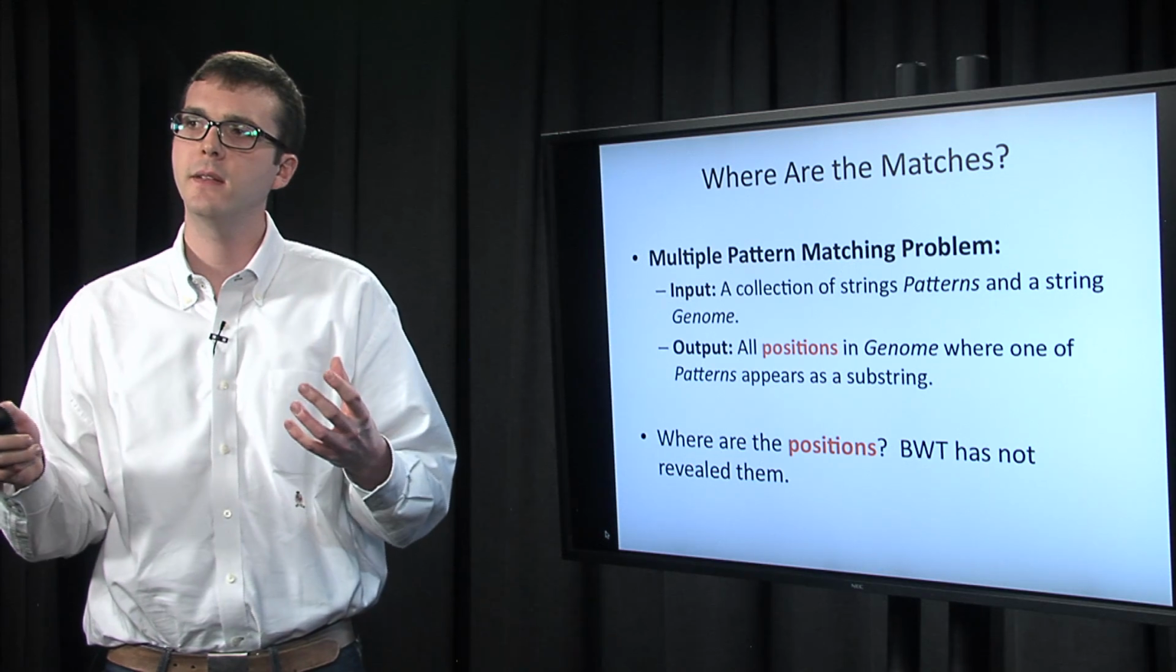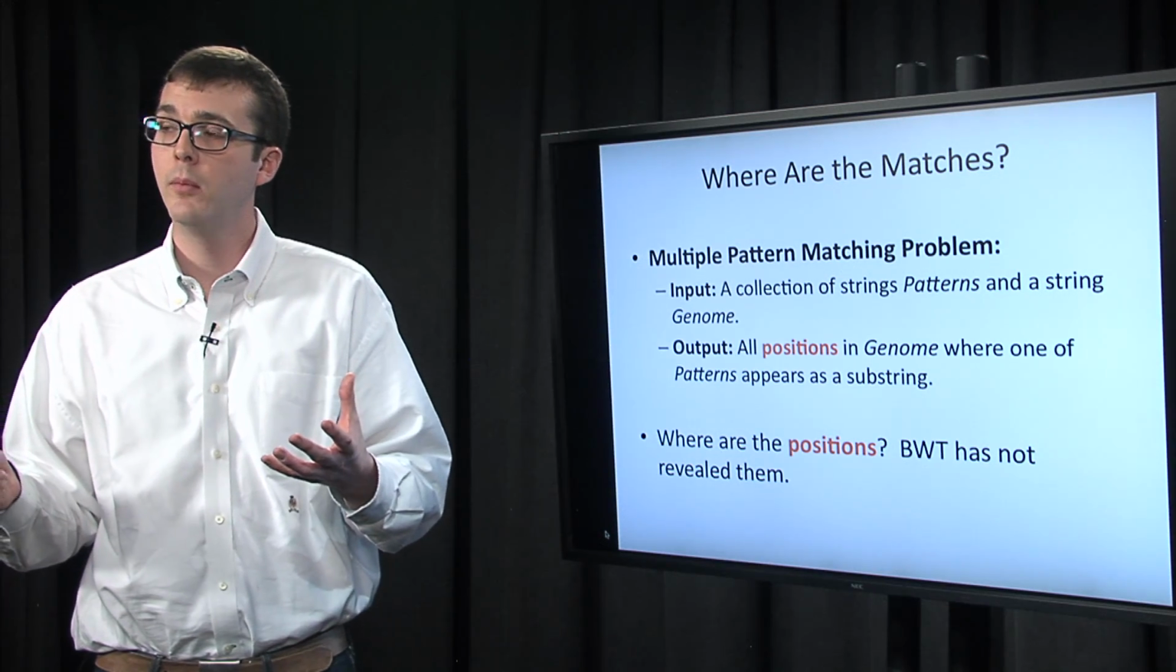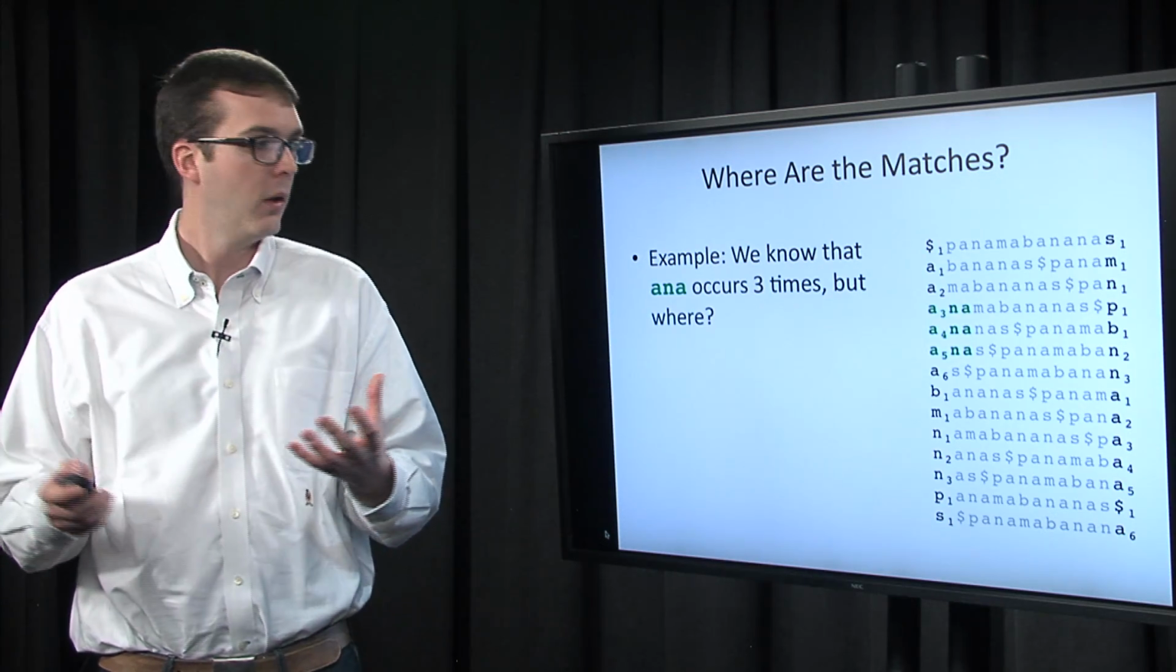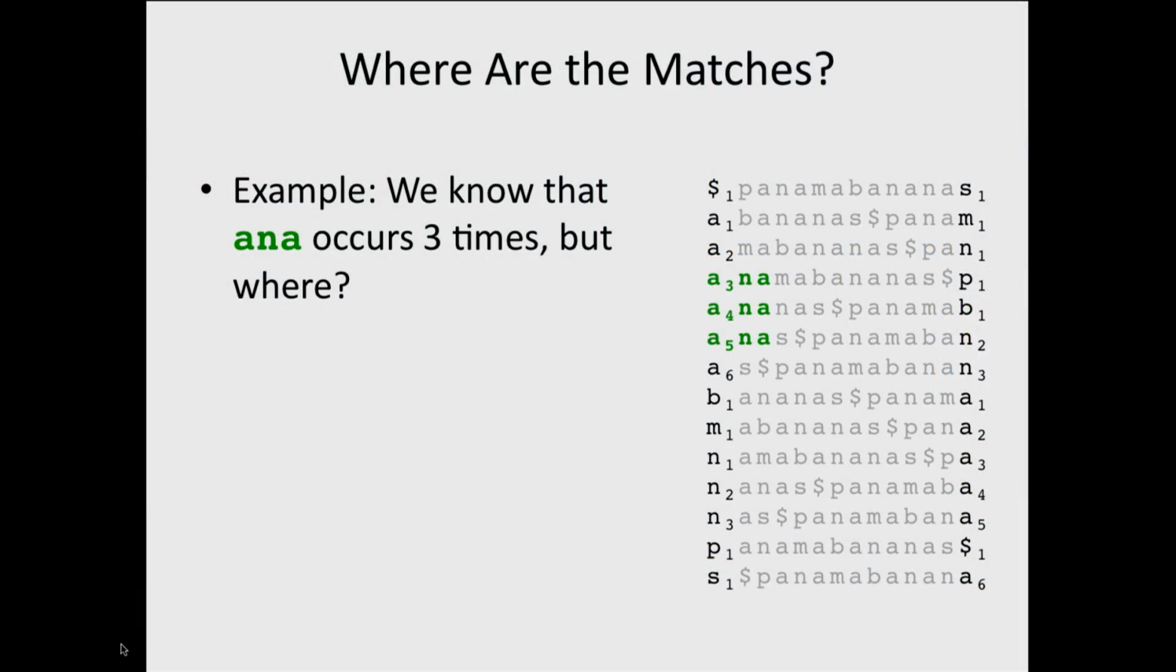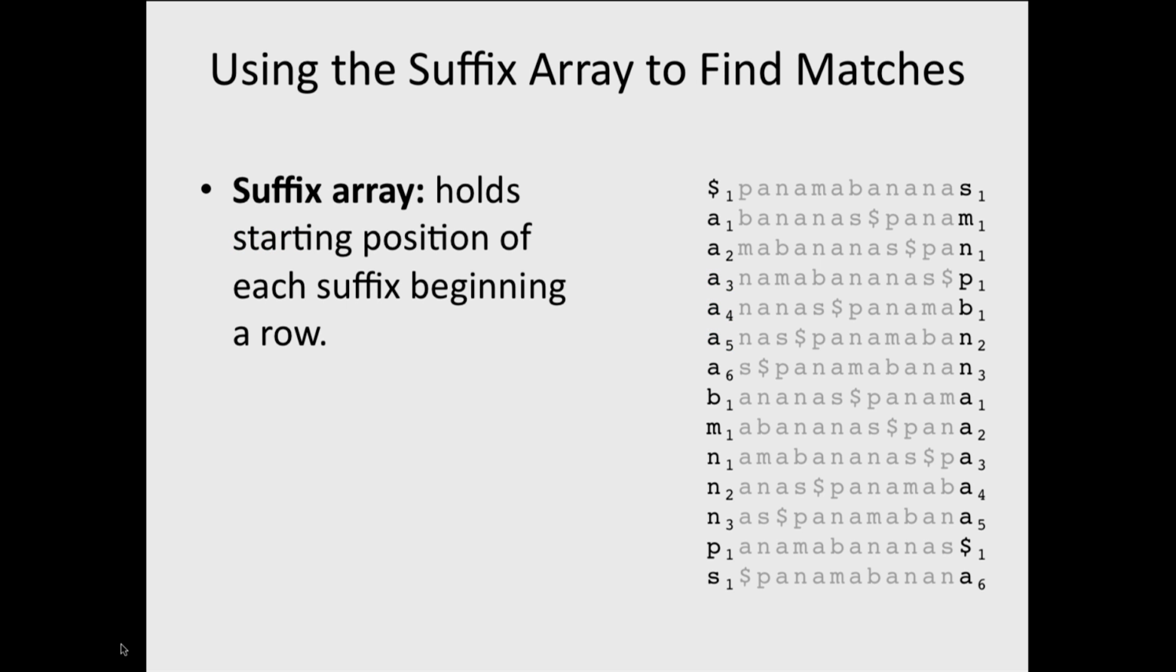So the question then is, can we use the Burrows-Wheeler transform to reveal these positions? If we go back to our example, we know that ANA occurs 3 times in panama bananas, but if we're using Burrows-Wheeler and we just have the first and the last column, we don't know where these pattern matches are occurring. So to help us out, we're going to use a data structure called a suffix array. And this is going to hold the starting position of each suffix beginning a row.